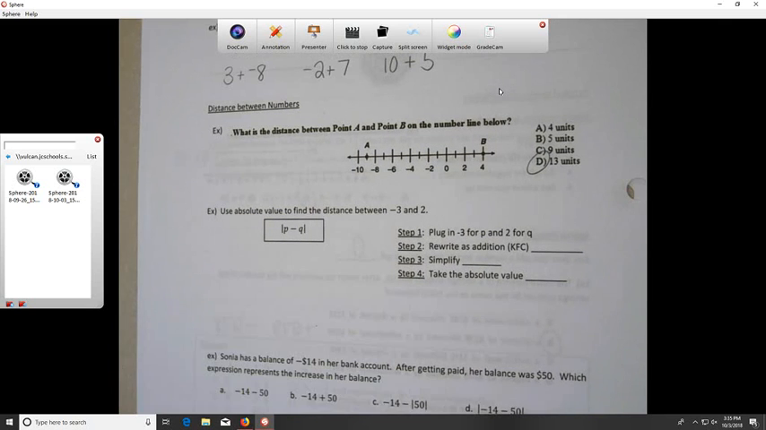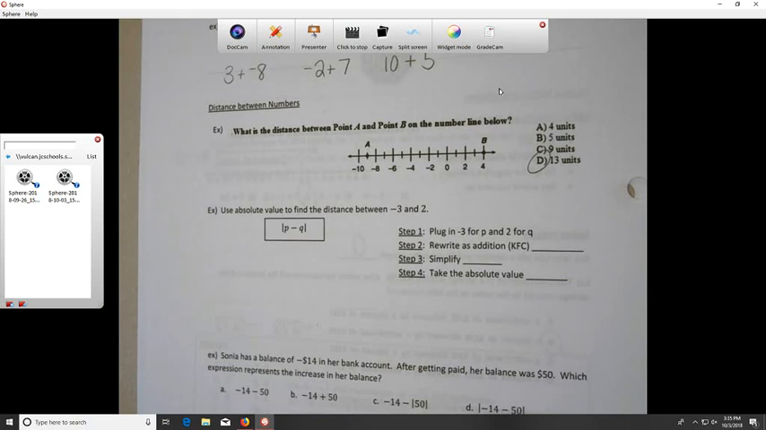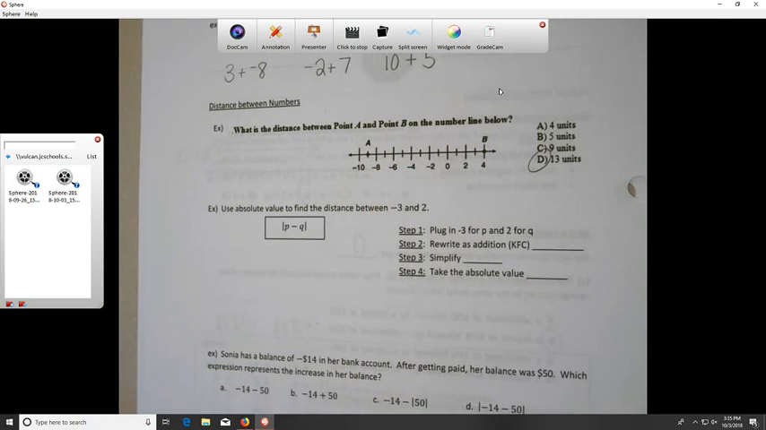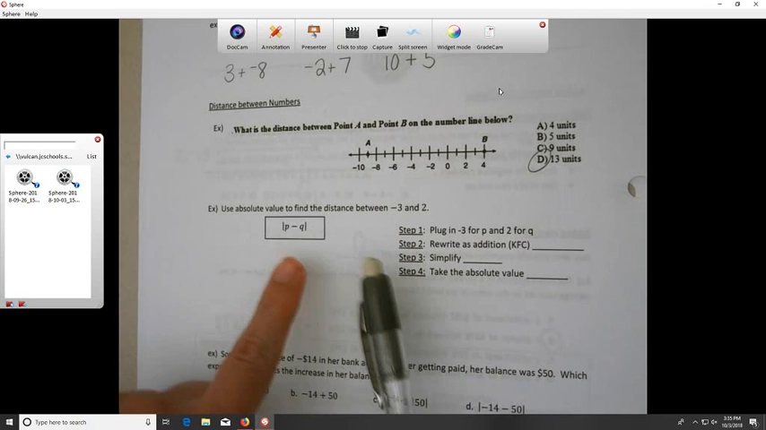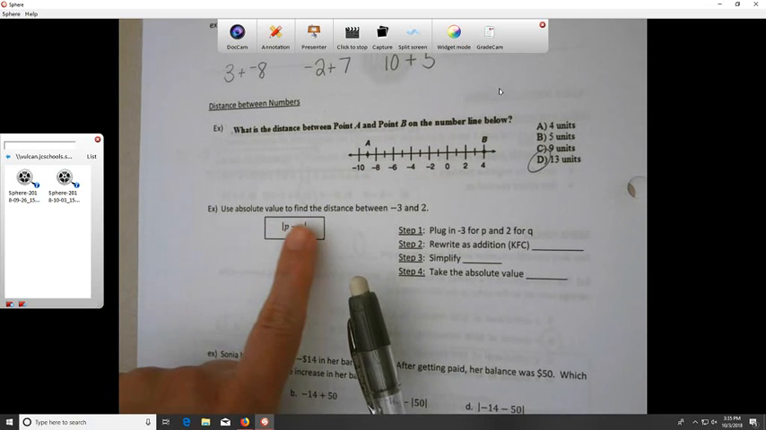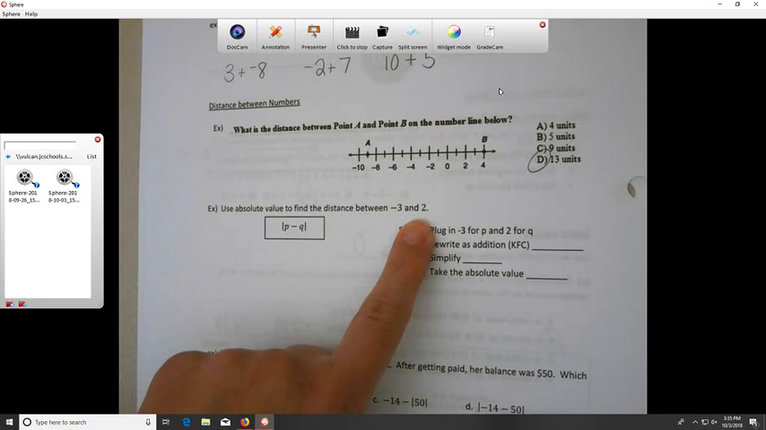The next one here is the formula to find the distance between two integers. And we use the formula when either it tells us to or the numbers are too big or too far apart to be realistic to count on the number line. So here, it says use the absolute value to find the distance between negative 3 and 2.